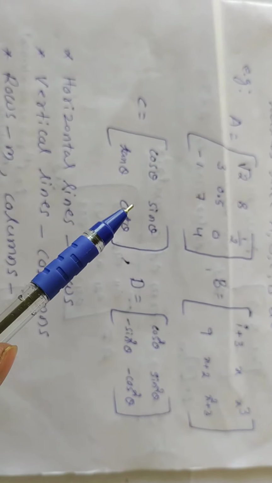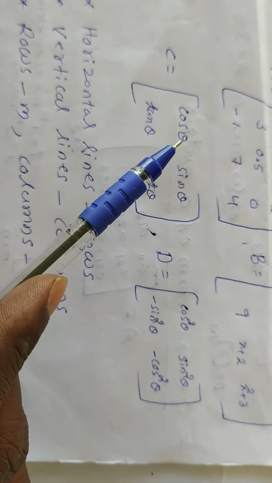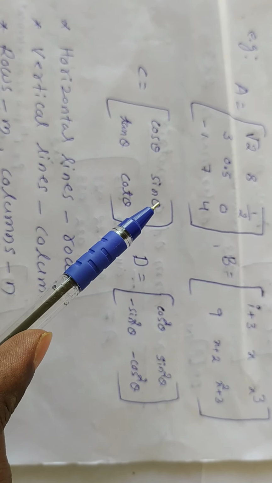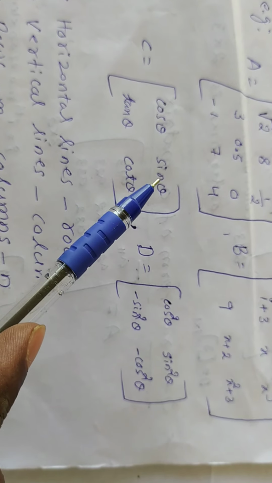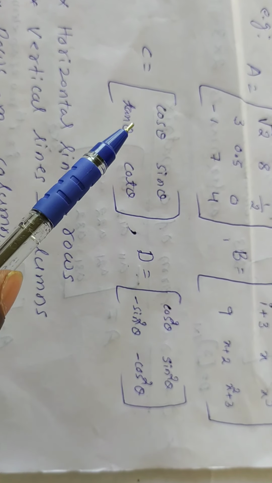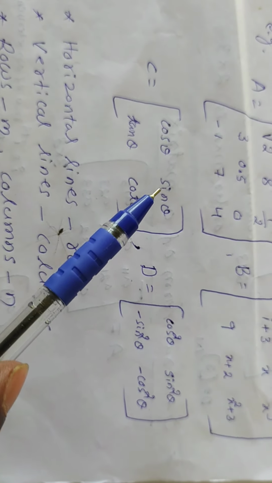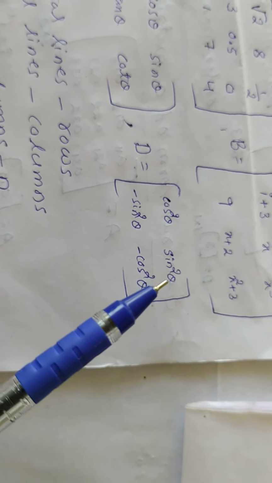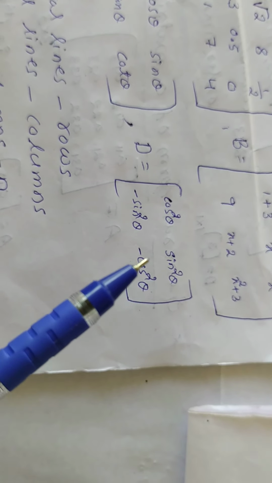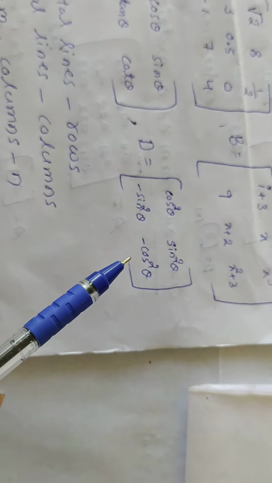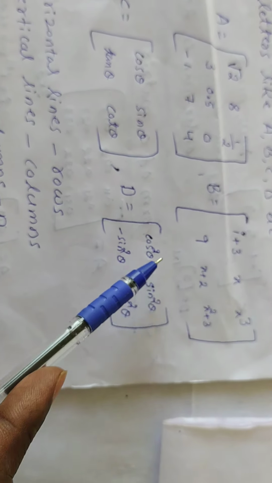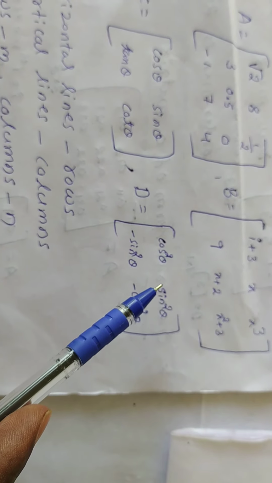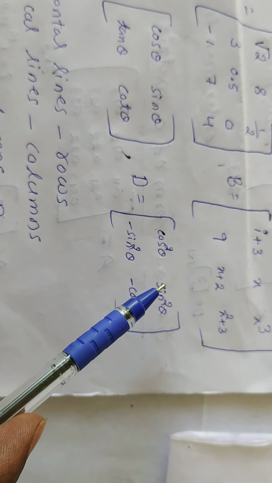And consider another example: cos theta, sin theta, tan theta, cot theta. Here the elements of matrix C are trigonometric functions. Here also in matrix D: cos square theta, sin square theta, minus sin square theta, minus cos square theta. Here also the elements of this matrix are trigonometric functions.